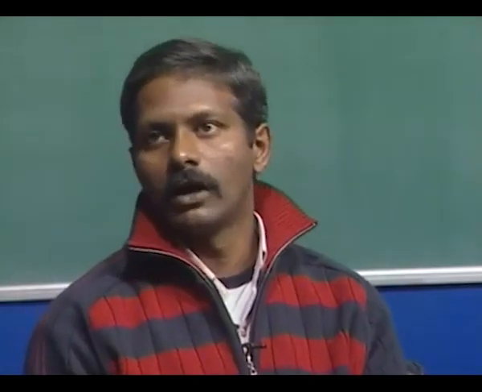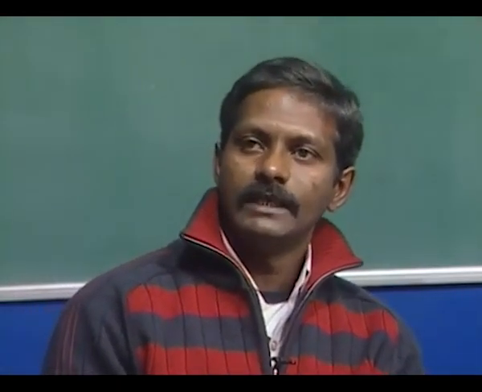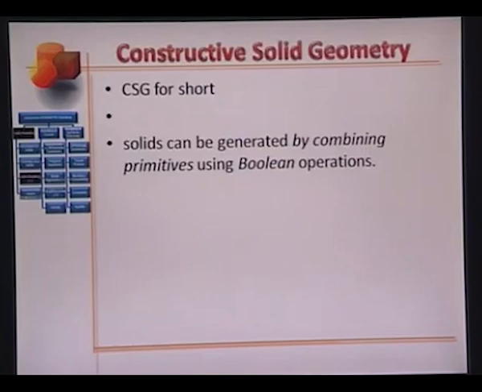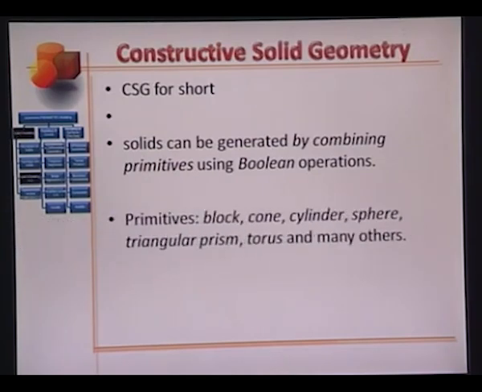The next technique is called the constructive solid geometry, CSG for short. It is based on this basic premise, that solids can be generated by combining primitives using Boolean or set operations. We have seen those operations before. I refer to addition, subtraction, union, and intersection like set operations here. Primitives can be block, cone, cylinder, sphere, a triangular prism, a wedge, a torus, and many others.